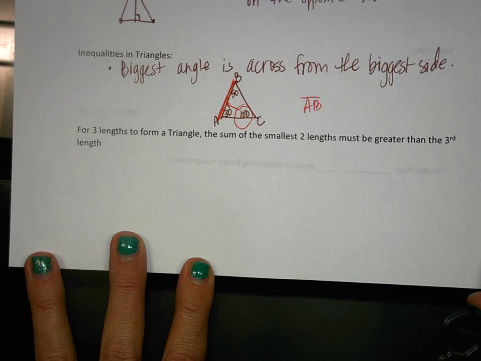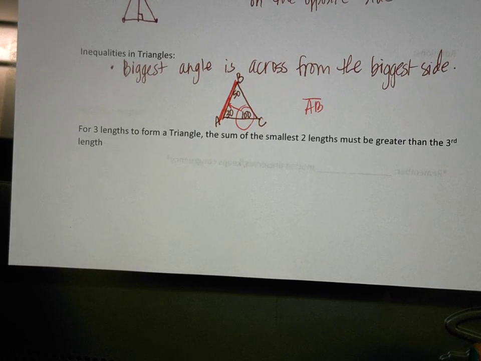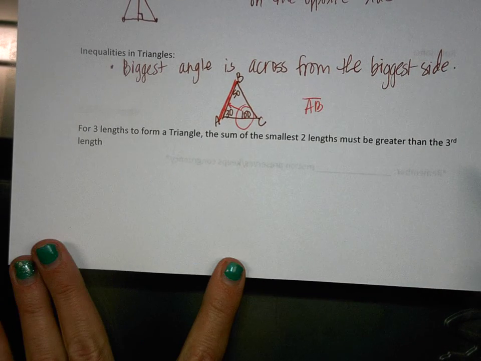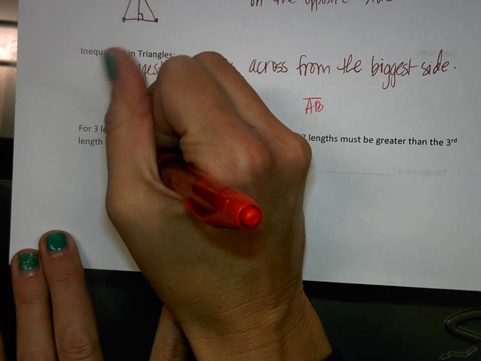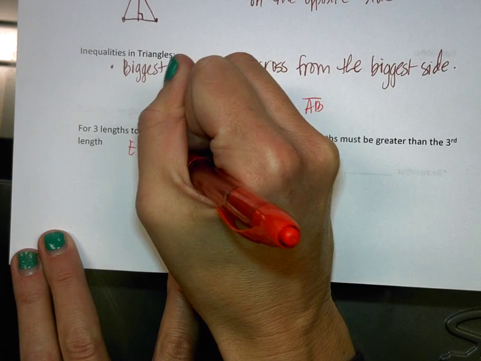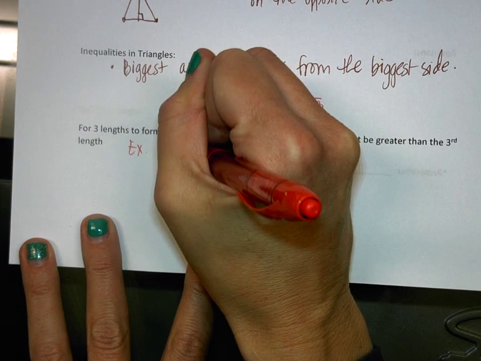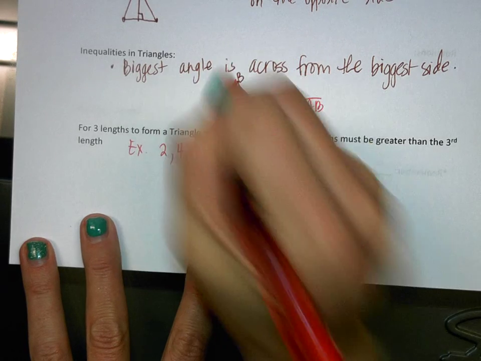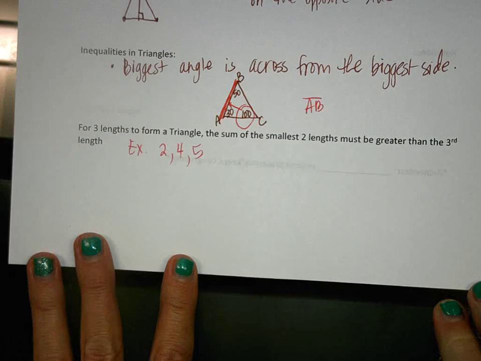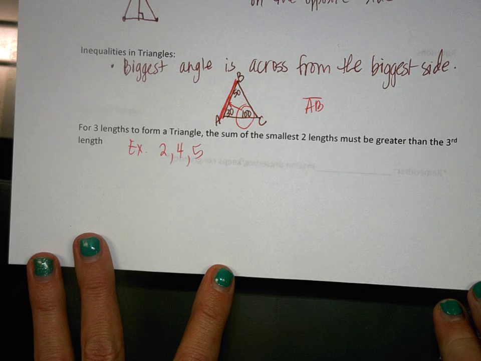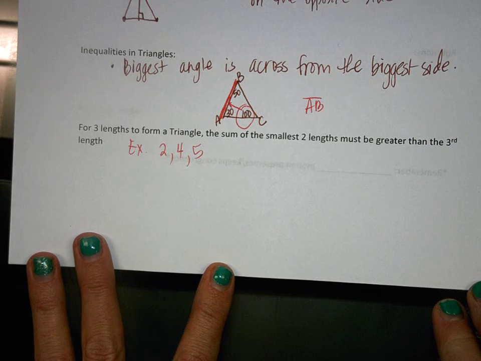For three lengths to form a triangle, the sum of the smallest two lengths must be greater than the third length. So we're going to do a couple examples. Let's say the triangle is a 2, 4, 5 triangle. Could this be a triangle? So we want to say yes or no. Is it a triangle?